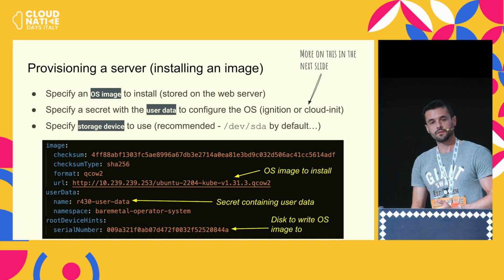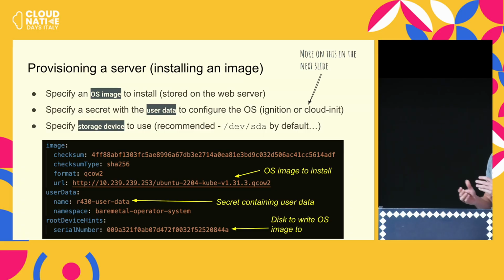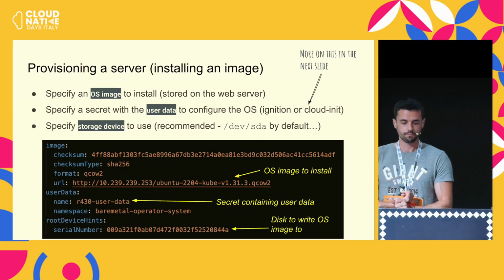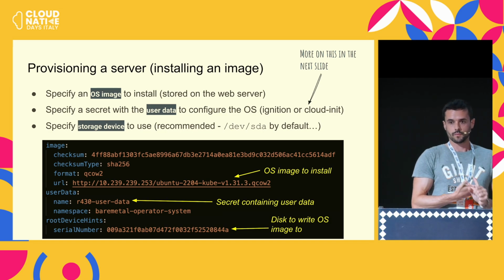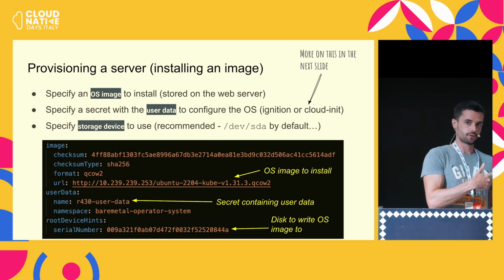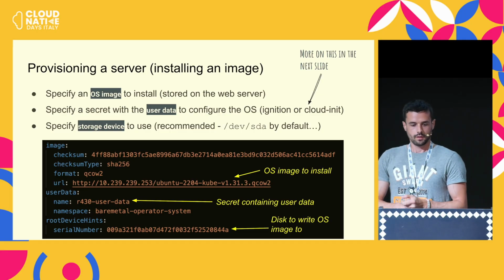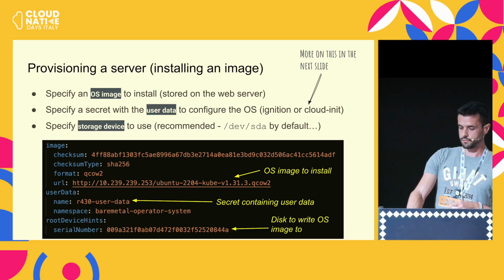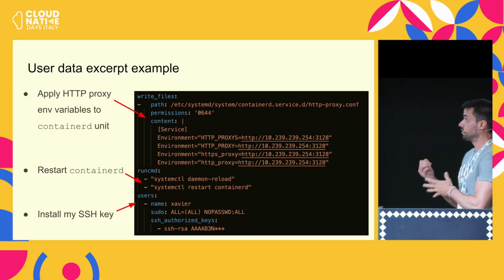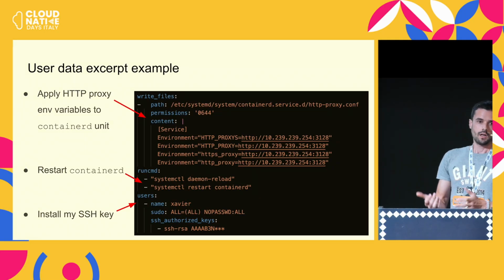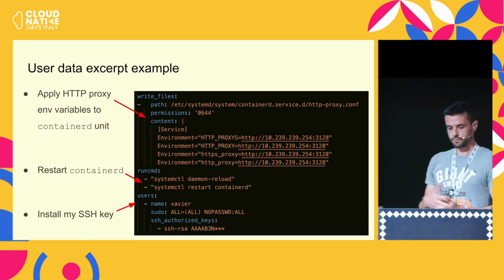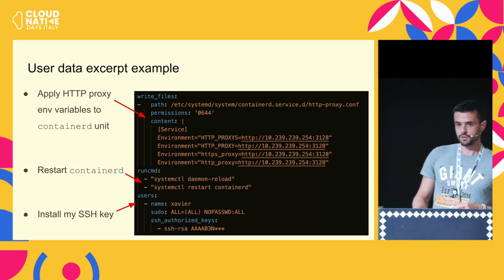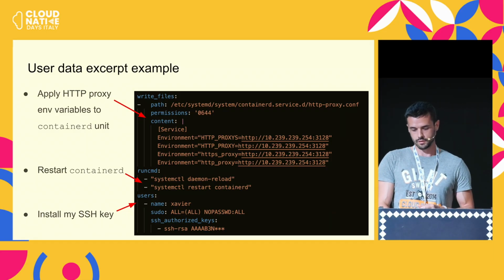What we are going to do is change that bare metal host and give it an image to use. By image, I mean the OS image that is stored on the web server. We give it some user data, so how to configure the OS, like I mentioned, the bootstrap data, this is what I meant. And which storage device to install it to. So we just changed these few fields. And this is what the user data would look like in this case. I'm just setting a bunch of HTTP proxy variables, restarting containerd, installing my SSH key. This is simple basic stuff, just to show what it looks like for Cloud Native, for instance.